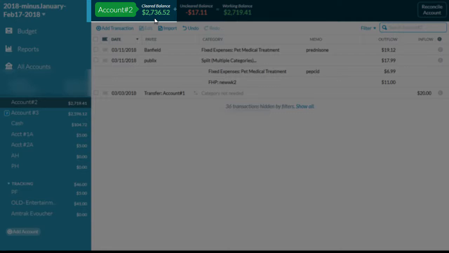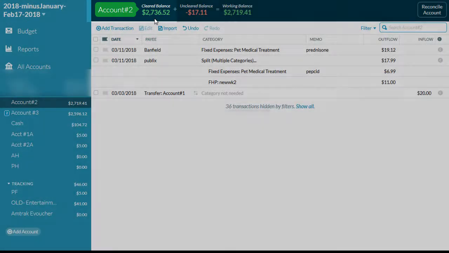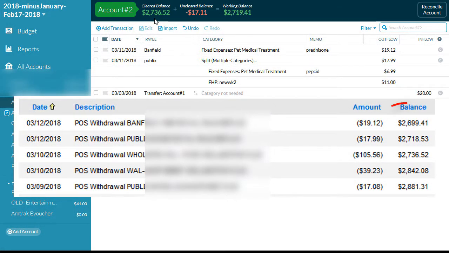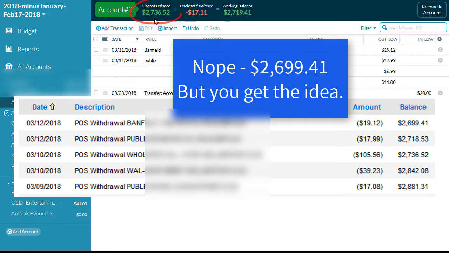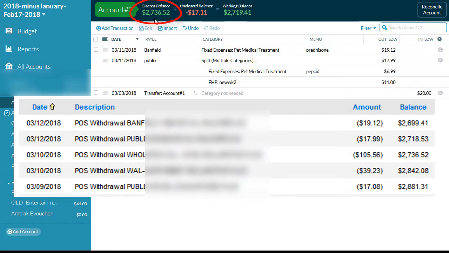Now let's go back and look at the bank statement one more time before we proceed. And you'll see that the cleared balance right now is $2,669.41. And the cleared balance in YNAB, $2,736.52. So we're hoping that we're going to get to that balance at some point. Now, what I'm going to do, and I'd like you to keep your eye on cleared balance, I'm going to click the gray C to turn it green in YNAB, and now the cleared balance has been reduced to $2,717.40.